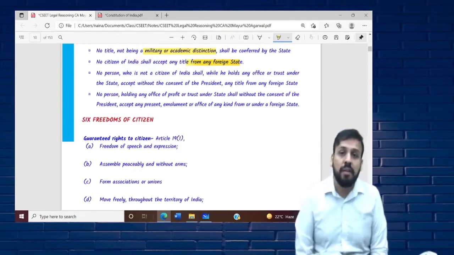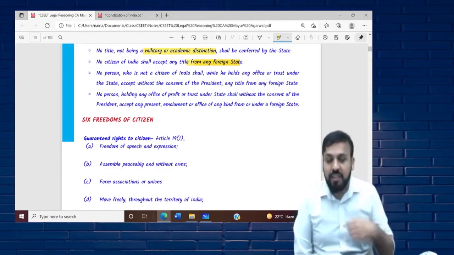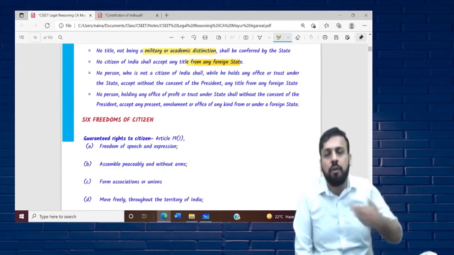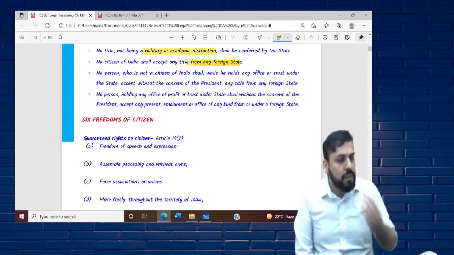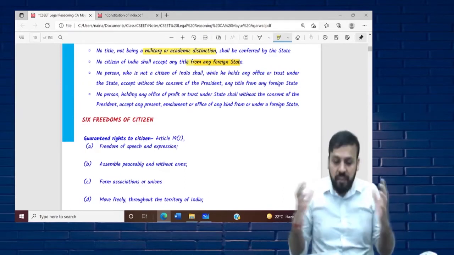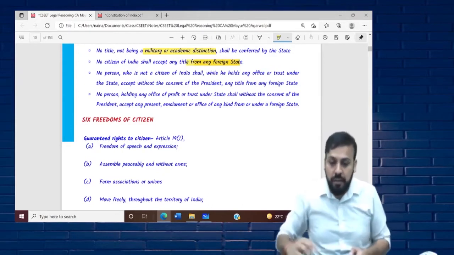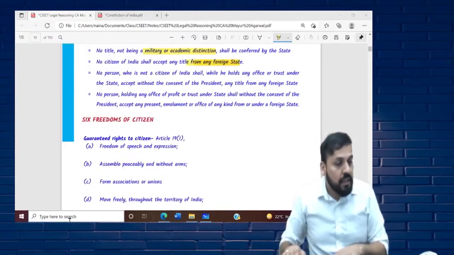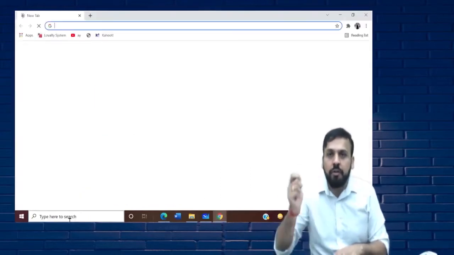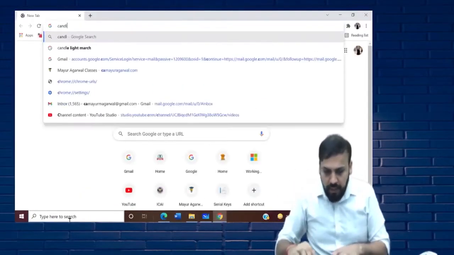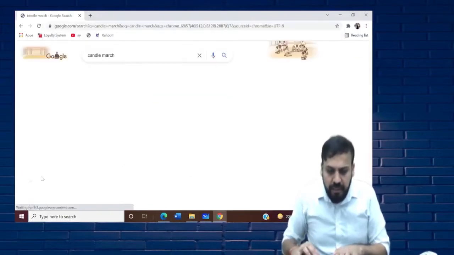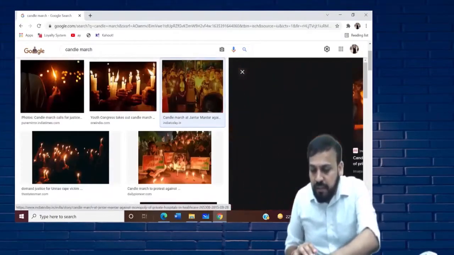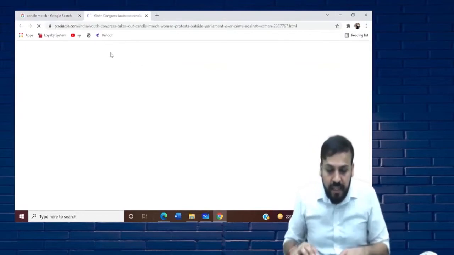Many times, any politician talks anything. They misuse this freedom of speech and expression. Sometimes a politician may talk rubbish and tell it is their freedom of speech and expression. That is not allowed. Can you assemble peacefully without arms, like a candle march? You gather for some protest, but it should be a peaceful protest without arms and ammunition. Obviously, you are not taking rods or knives. Candle marches take place many times in the country. Such photographs show a peaceful protest, and under the law it is completely allowed.